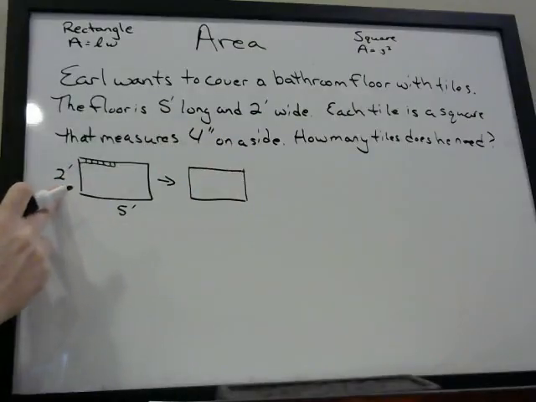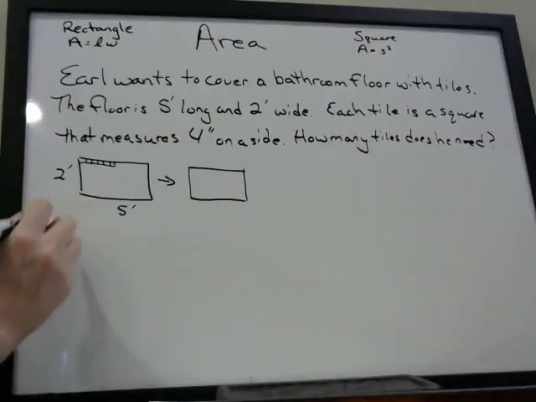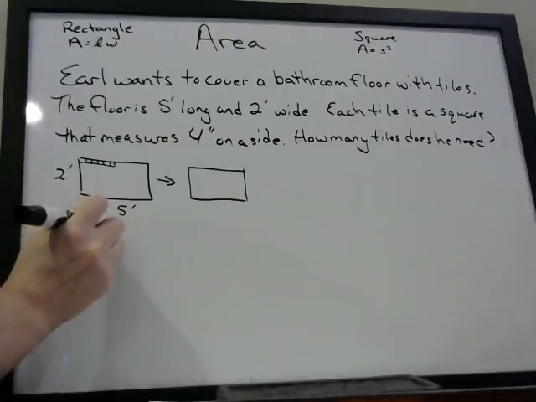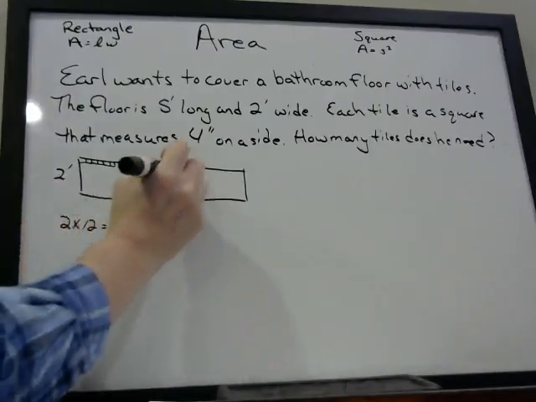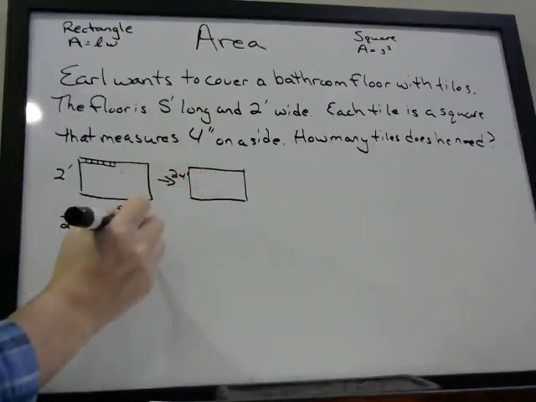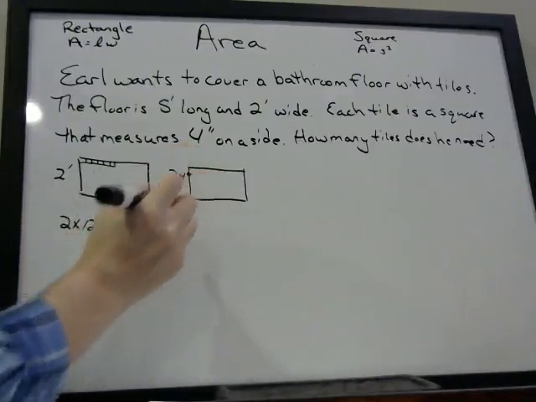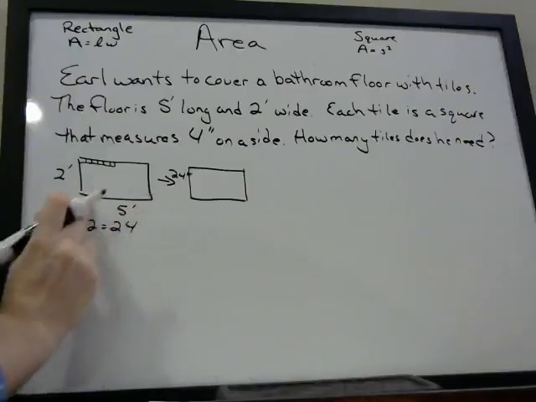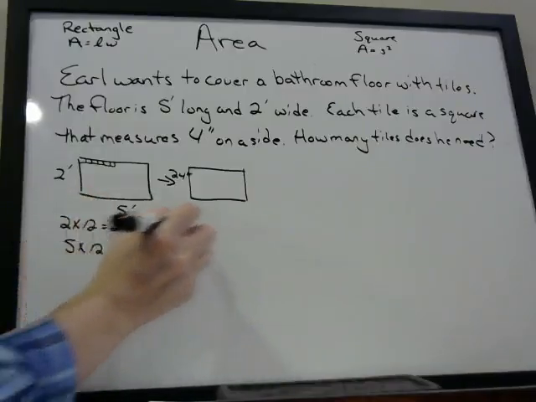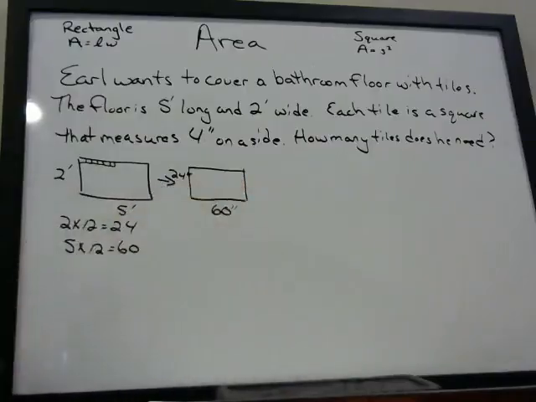So, you need to know, and this you need to memorize, that there are 12 inches in 1 foot. So if there's 12 inches in 1 foot, how many inches are there in 2 feet? Well, it's 2 times 12. So this is 24 inches. So if this is 5 feet, how many inches is it? 5 times 12 is 60. So this is 60 inches.